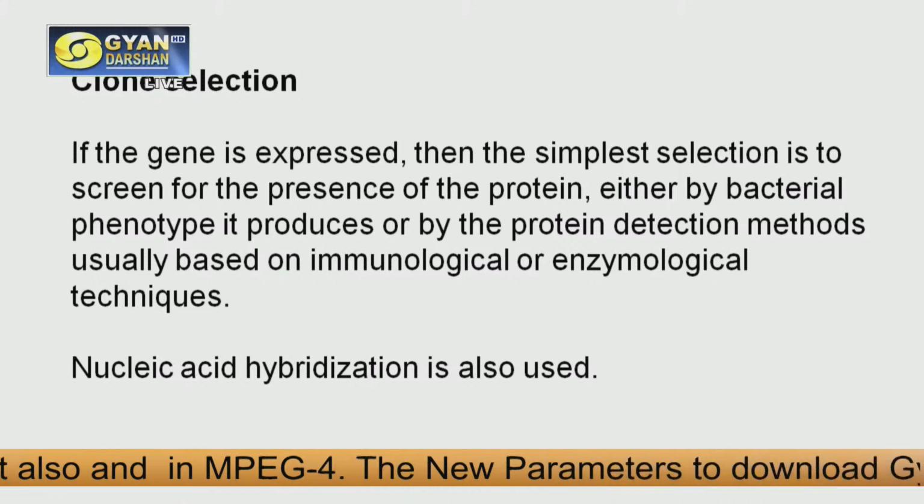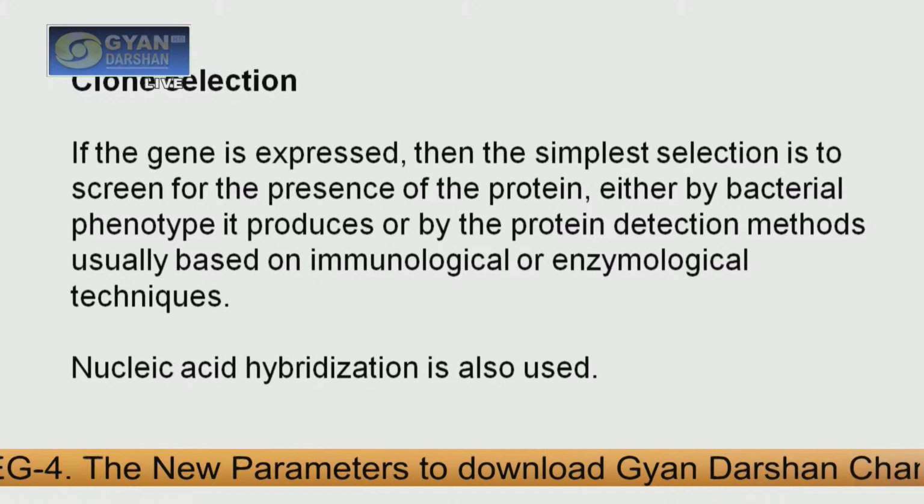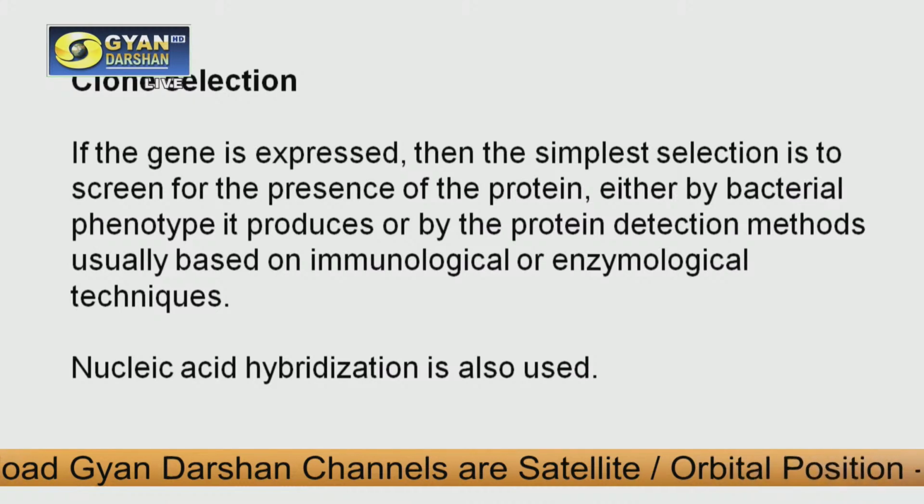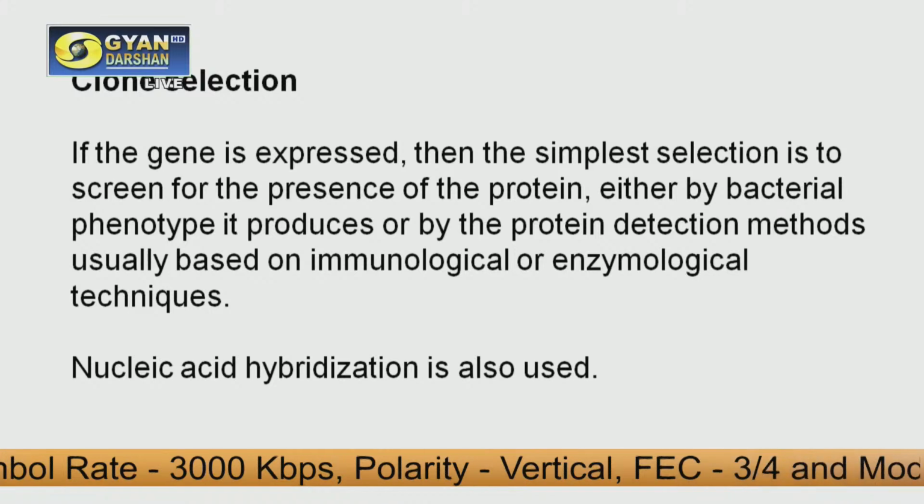So you can again go for nucleic acid hybridization. That is, you can go for the preparation of a probe. Any exonic sequences can be used as a probe, and you use that to screen the library, to see whether the binding is occurring in the DNA which is represented in one clone. That can be done. Or sometimes people go for immunological or enzymological techniques. Mostly we go for the hybridization procedure because it is comparatively less expensive.